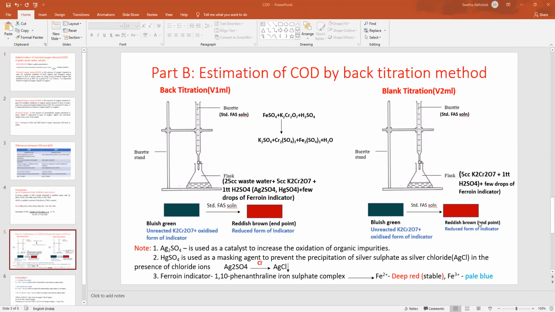By doing back titration, the volume consumed is taken as V1, and in blank titration the volume consumed is taken as V2. What's the difference between back and blank titration? Back titration is the titration which is performed by taking the wastewater sample. Blank titration is the titration which is performed without taking the wastewater sample. Then by knowing the back titer value and blank titer value, we are supposed to calculate COD. So let me discuss how to calculate COD by knowing V1 and V2 volumes.